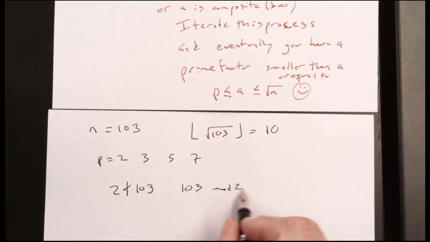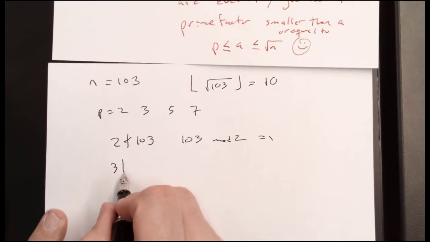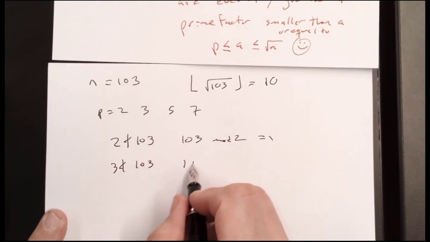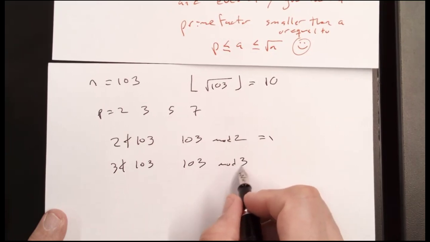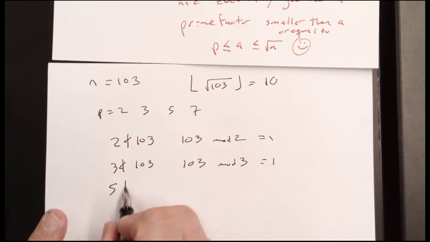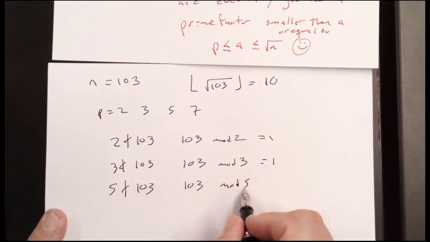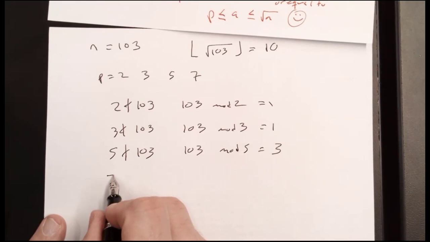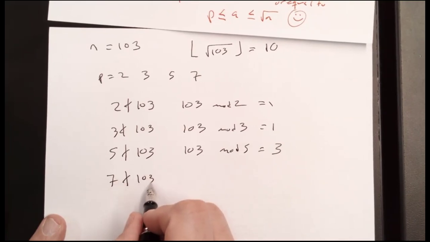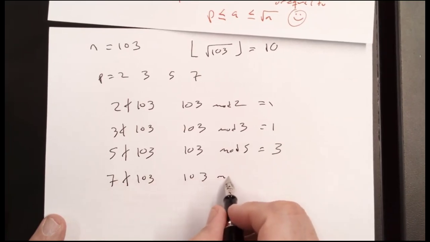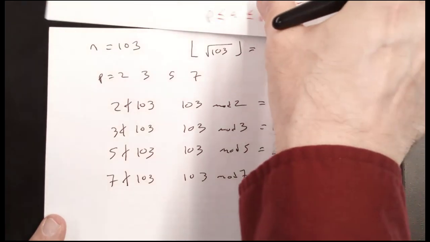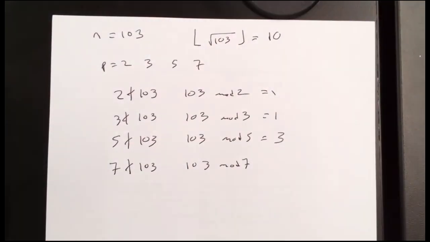103 mod 2 equals 1. 3 does not evenly go into 103. 103 mod 3 is also 1. 5 does not evenly go into 103. What was 103 mod 7? What were the decimals after the number? 7 times 14 is 98, that's 5. The remainder is 5.